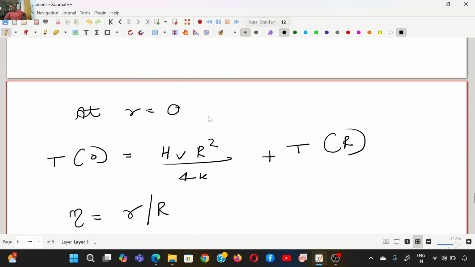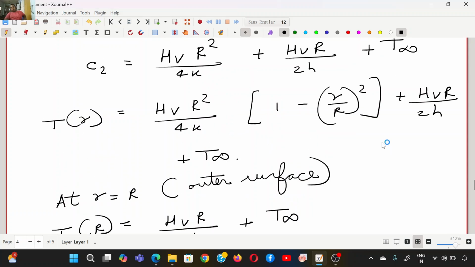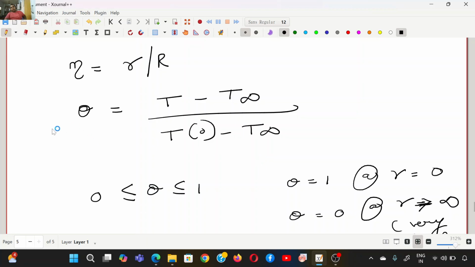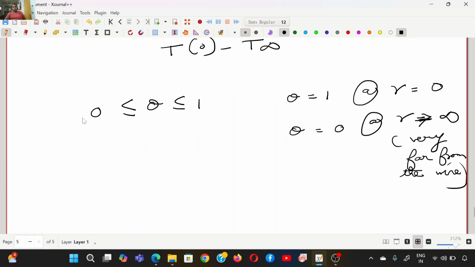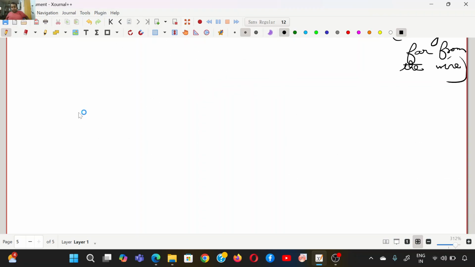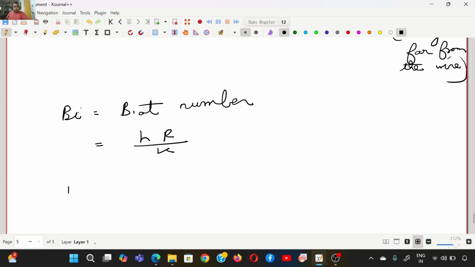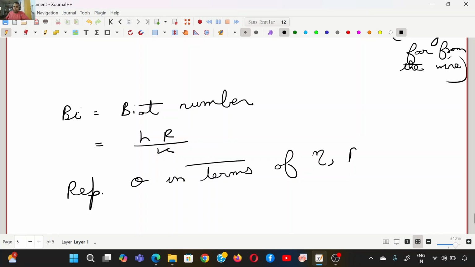Now this temperature profile equation, you represent it in terms of theta and eta. You tell me what is theta. You represent theta in terms of eta. I'll give you another hint. There is something called the Biot number, this hR by k. So you represent theta in terms of eta and the Biot number. Okay, so maybe take 5-10 minutes and let me know what expression you get.